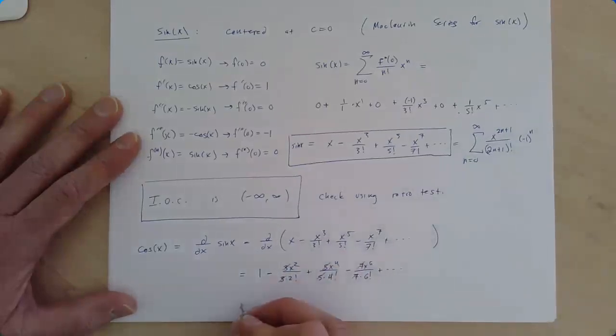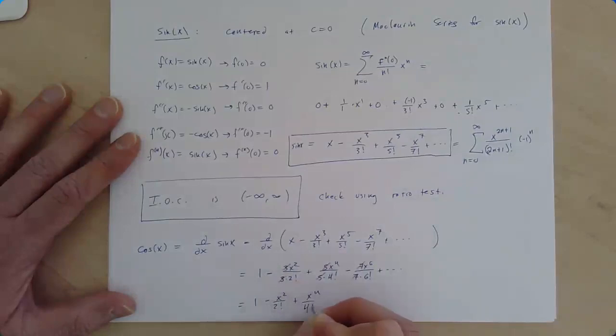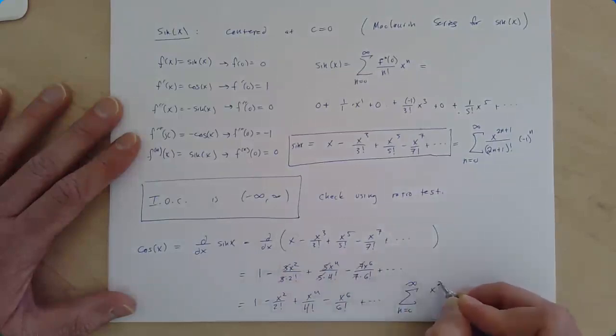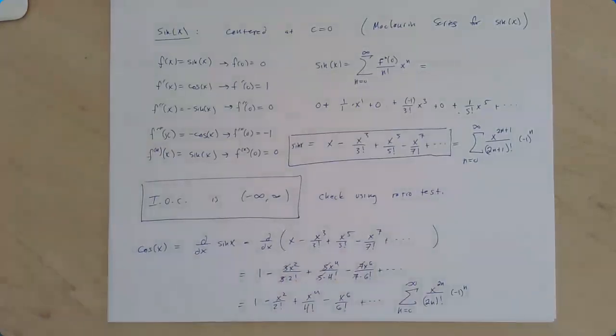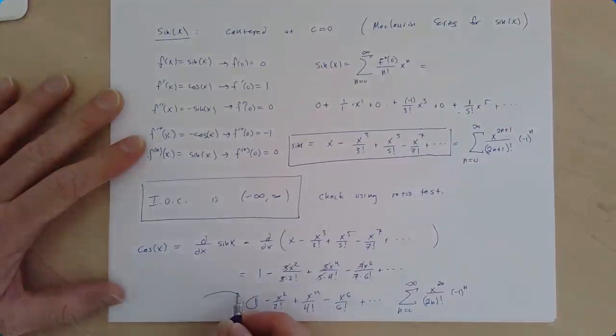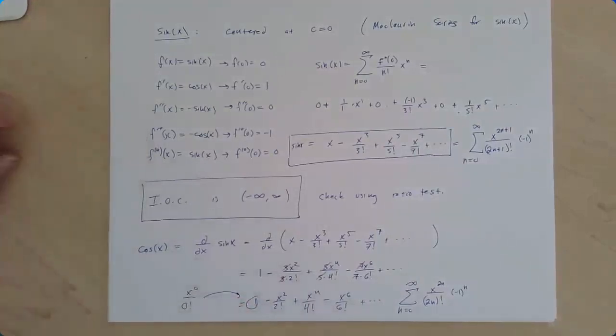We end up with just 1 minus x squared over 2 factorial plus x to the 4th over 4 factorial minus x to the 6th over 6 factorial, and so on, which is the sum from n equals 0 to infinity of x to the 2n over 2n factorial times -1 to the n. The one thing I'll say about cosine, which is easy to forget sometimes, is it starts with a 1. It doesn't start with x squared. It starts with 1 and then minus x squared over 2 factorial plus x to the 4th over 4 factorial, etc. If it helps you remember, you could say that first term is x to the 0 over 0 factorial.